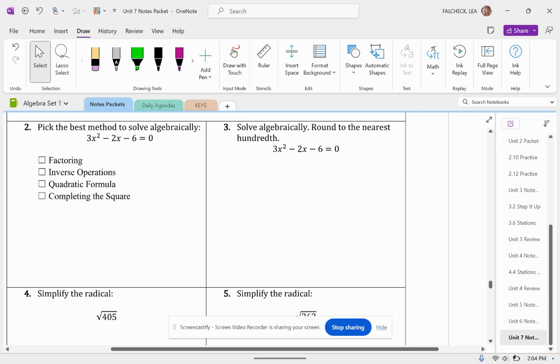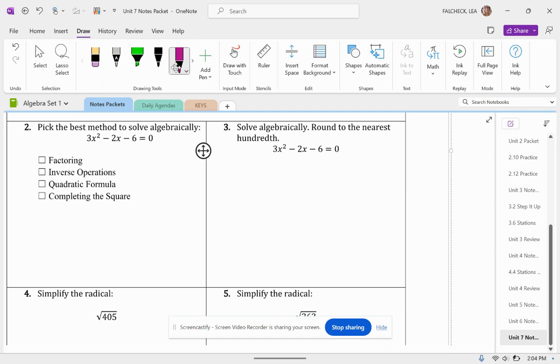Pick the best method to solve algebraically. All right. I got a leading coefficient, and I cannot pull it out of every term. Quadratic formula. I don't even need to talk about it. Don't even think about it. There it is. Number 3. Solve algebraically. Round to the nearest hundredth.